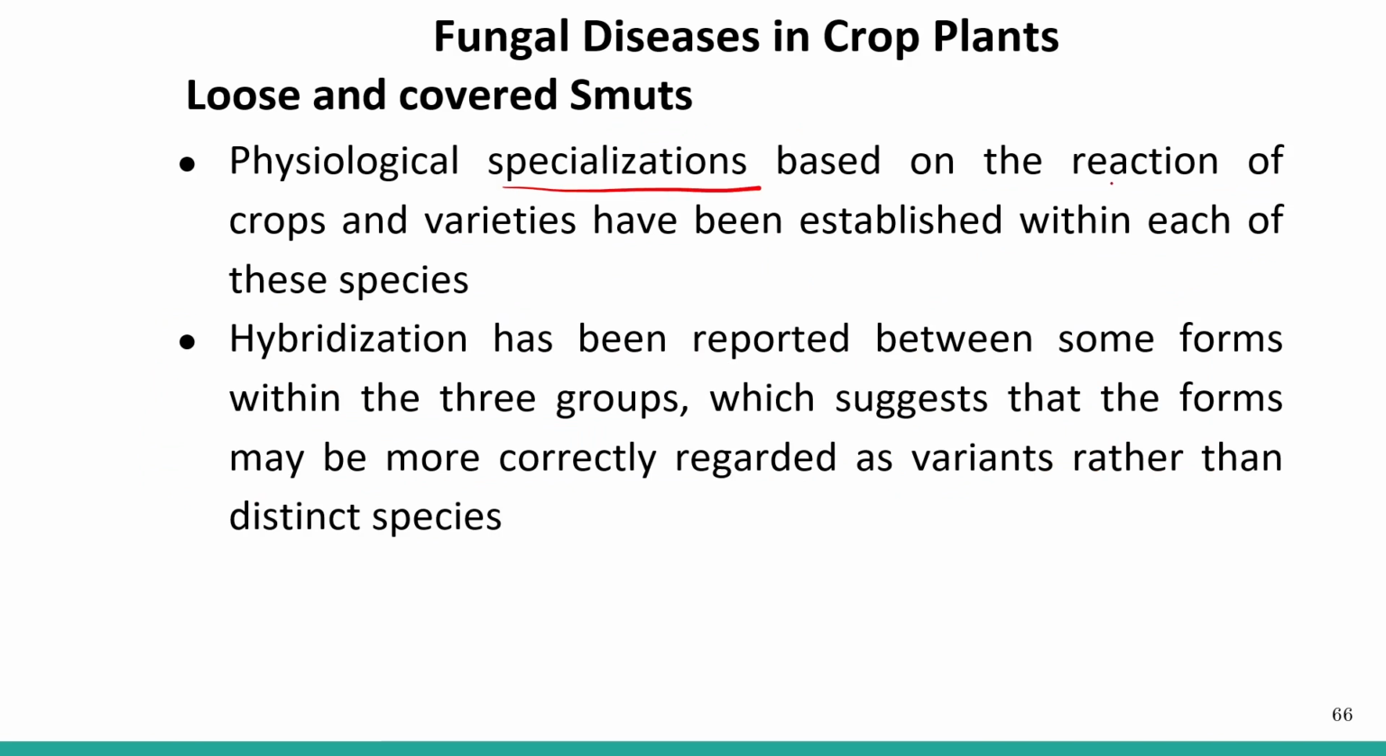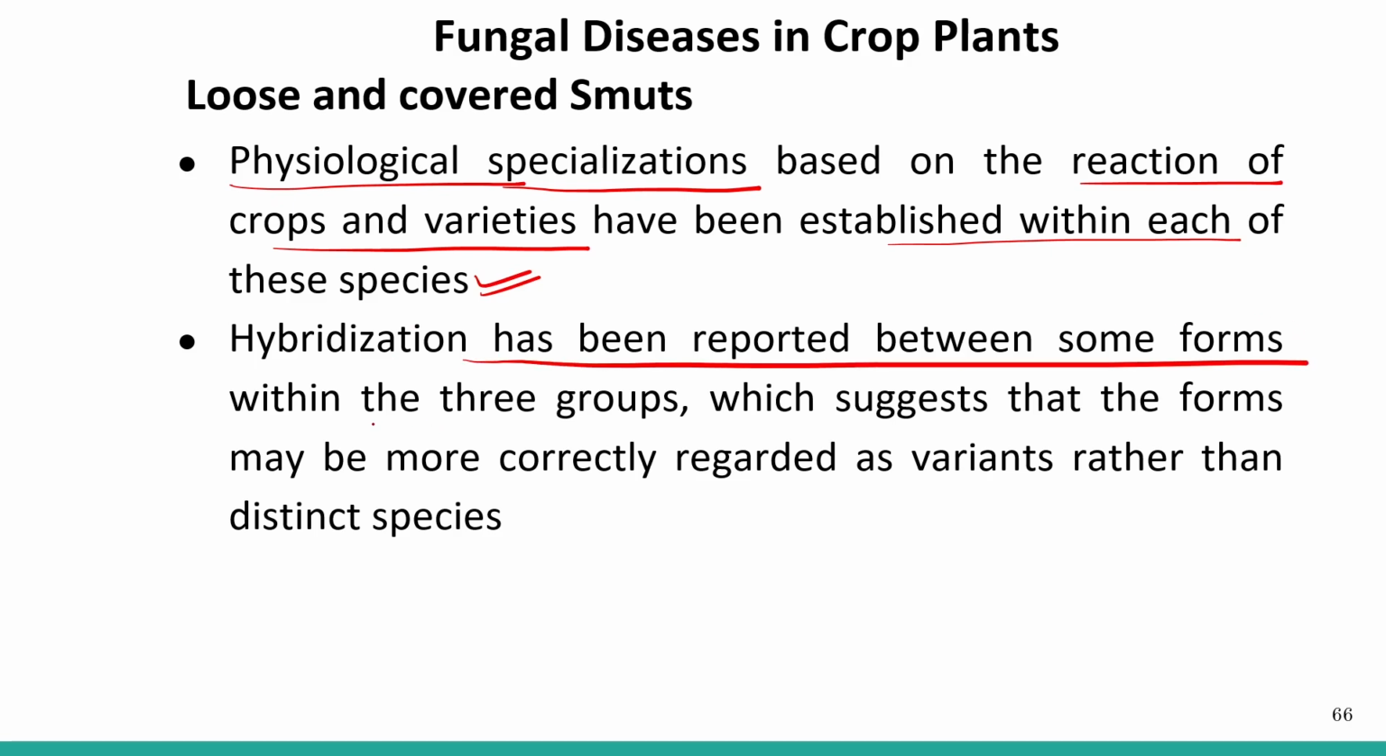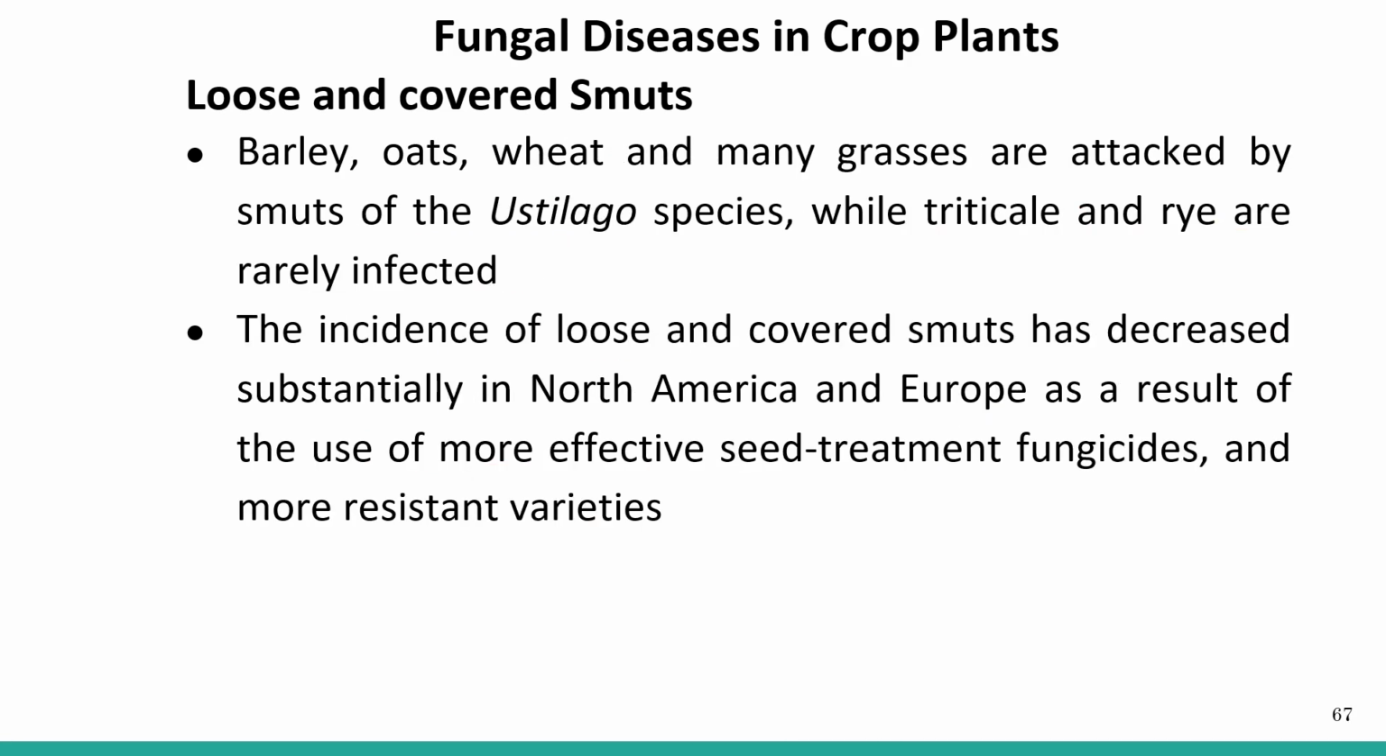Physiological specialization based on the reaction of the crops and varieties has been established within each of these species, right? So we have seen physiological specialization in all the different species. And hybridization has been reported between some forms of the three groups, which suggests that the forms may be more correctly regarded as variants rather than distinct species. So on the basis of their physiological specialization, their morphology, and their infection of particular species, these three groups have been classified.